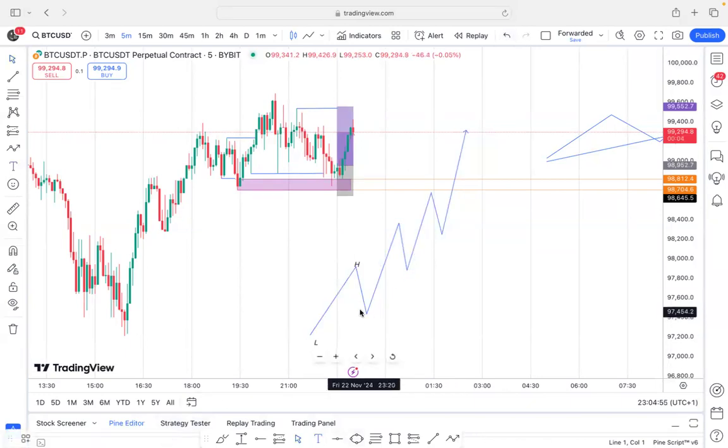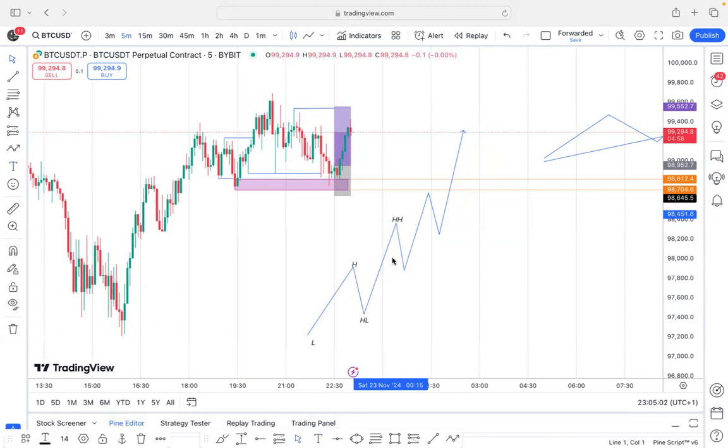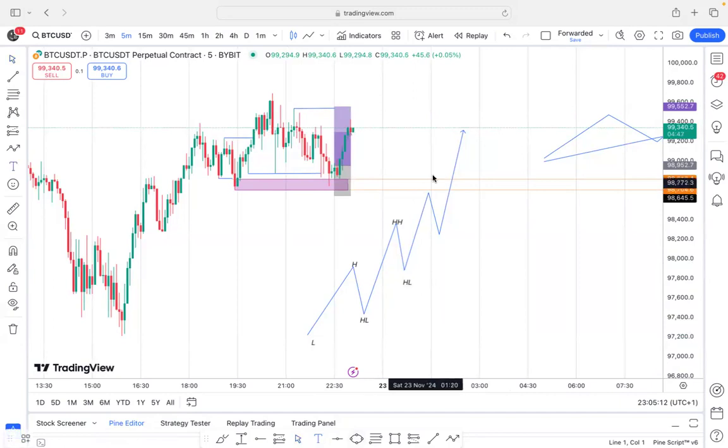That's what consists of an uptrend. And like that, this is our higher high, our higher low, higher high, higher low, higher high, higher low. Like that. Now this is an uptrend.